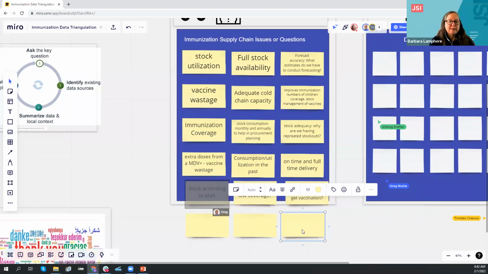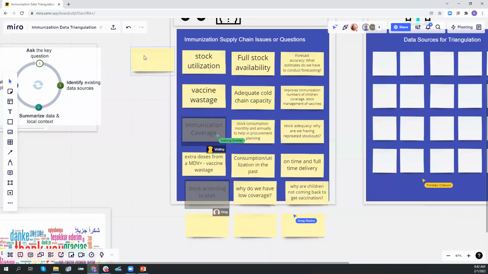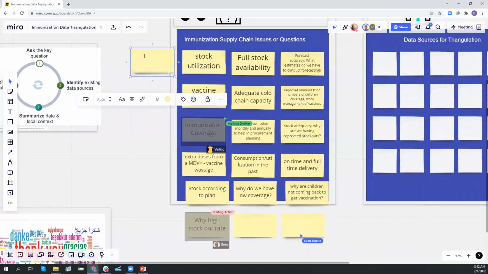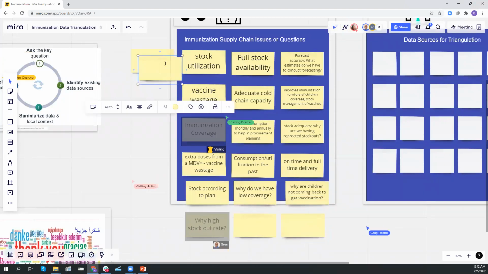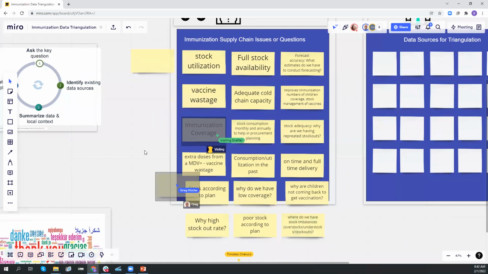And Lisa, in that example, what kinds of data could they compare? So at the health facility, they have doses administered. So they can see how many doses they have given for a specific antigen. But then they also can look at whether there's a discrepancy there. And I see here there's one called immunization coverage.